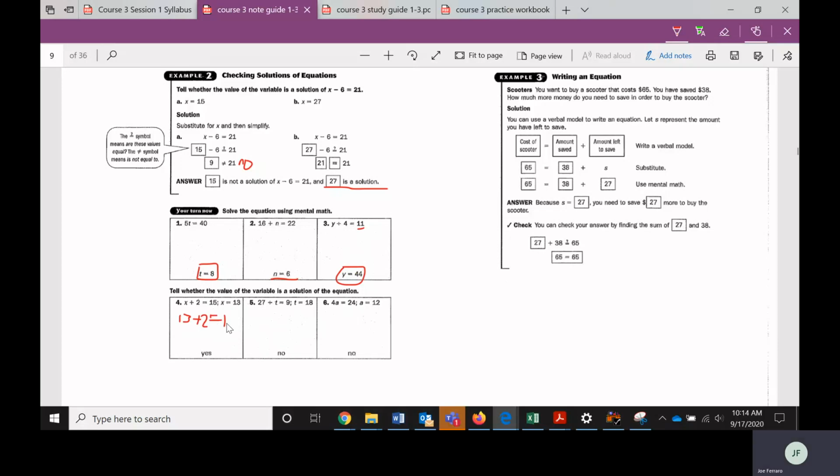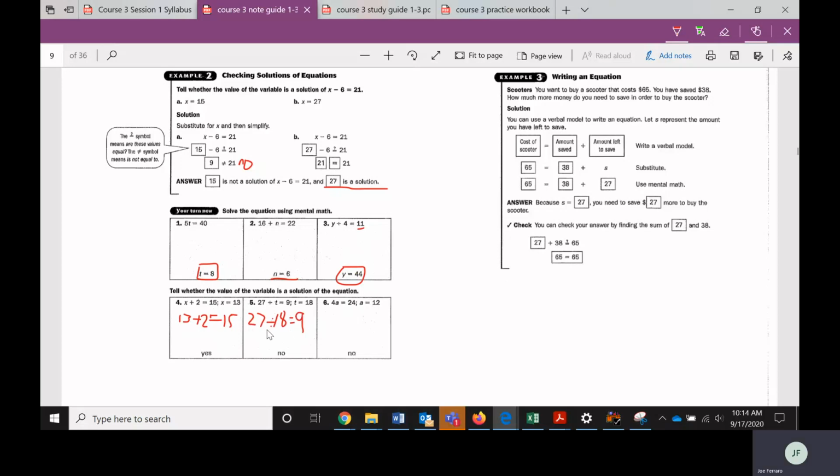Yes, that's 15. So that's a yes. Here they're saying 27. I gotta look at the paper because I can't tell on the screen if that is a plus or divide. That's divided by 18. Does that equal 9?